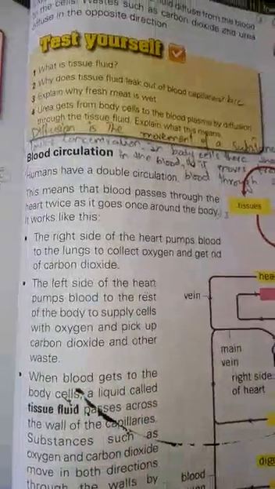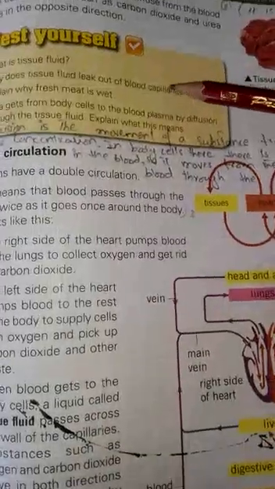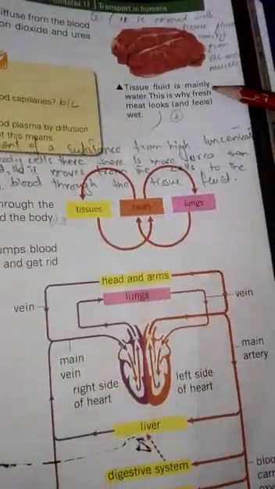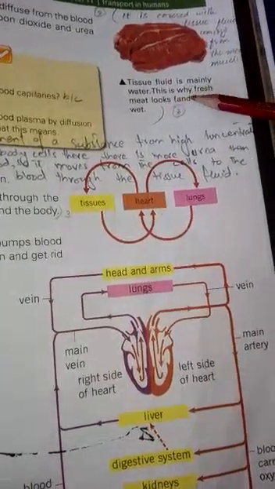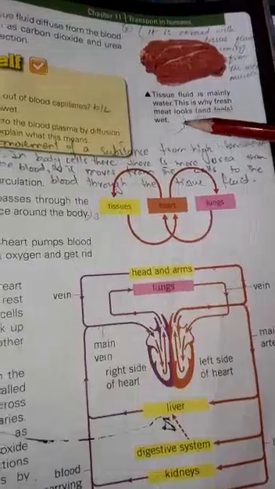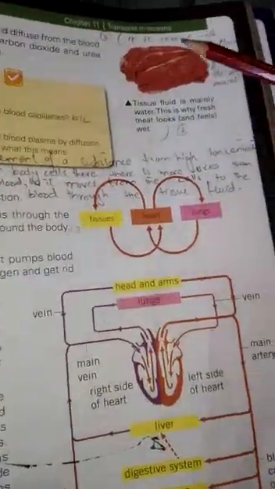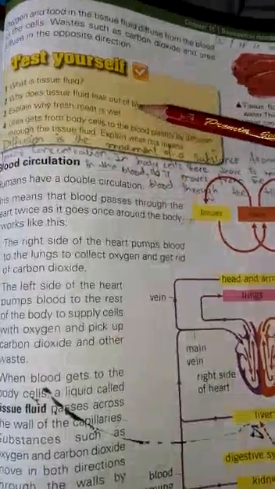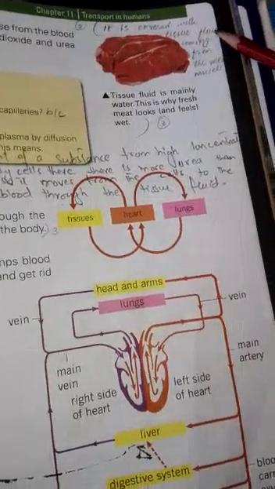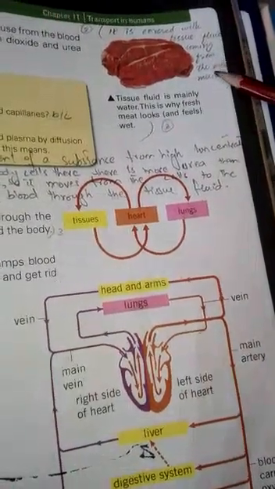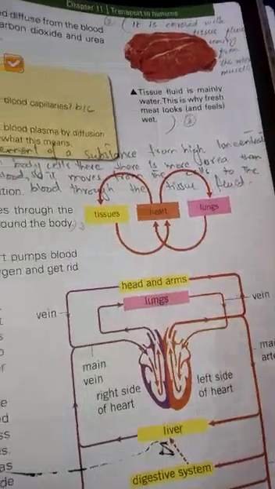Explain why fresh meat is wet. So the answer of this question is, tissue fluid is mainly water, that's why fresh meat looks wet. It will start from fresh meat is wet because, के बाद पहले अपने कहाँ से start करना है, यहाँ से. Fresh meat is wet because it is covered with tissue fluid coming from the meat muscles. So this is the answer of question number 3.